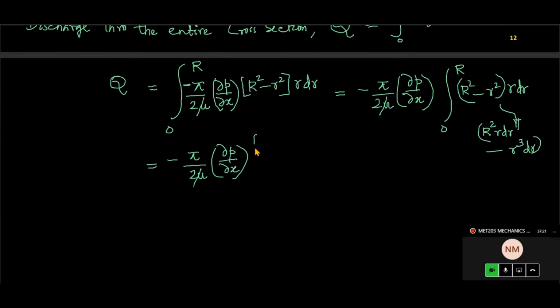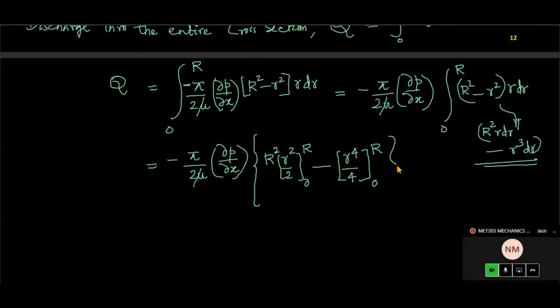So I'll put a bracket, and then capital R square times r dr. The integral of r dr is r square by 2, over the limit 0 to capital R. That is one term. And what is the second term? The second term is r cube dr, so that will be minus r raised to 4 by 4. Remember, the integral of x raised to n is x raised to n plus 1 by n plus 1. So r raised to 4 over the limit 0 to capital R.